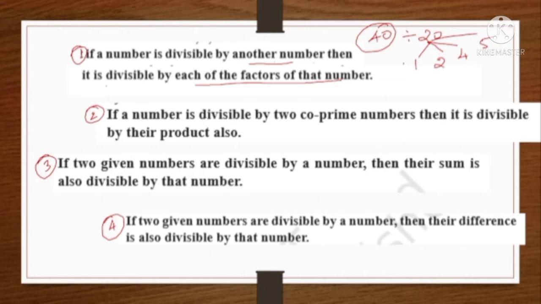Then this 40 is divided by 1, it is divided by 2, it is divided by 4, it is divided by 5. Okay, is it clear? Is the concept clear? If a number is divided by another number, then it must be divided by the factors of that number. So ஒரு number இன்னொரு நம்பரால டிவைட் ஆகும்போது இதோடைய ஃபேக்டர்ஸும் இதை டிவைட் பண்ணும் அப்படின்றதான் கான்செப்ட்.